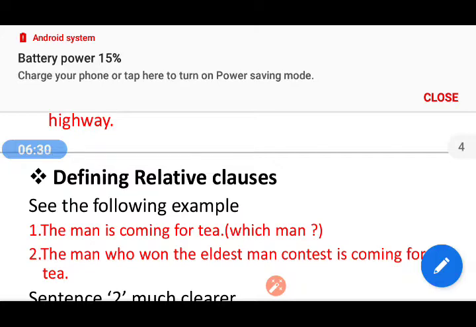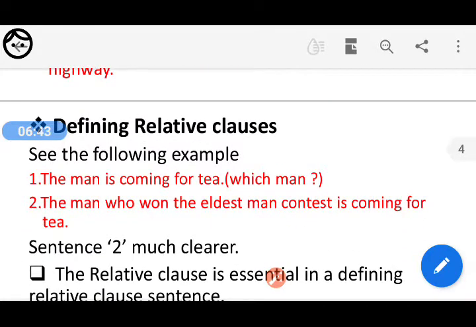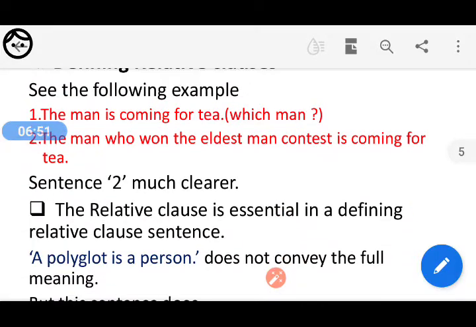Now you see in the second sentence, the man who won the eldest man contest is coming for tea. Now you see it is much clear. Sentence 2 is much clear. Which man? The man who won the eldest man contest. Now you see, the relative clause is essential in a defining relative clause sentence.